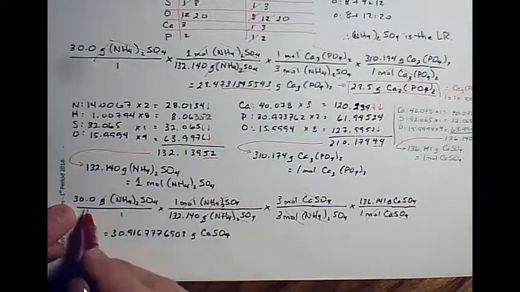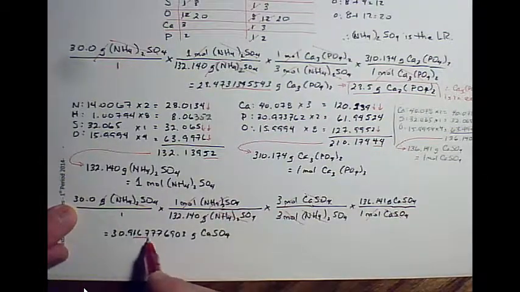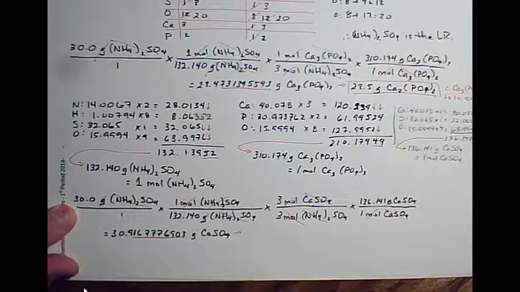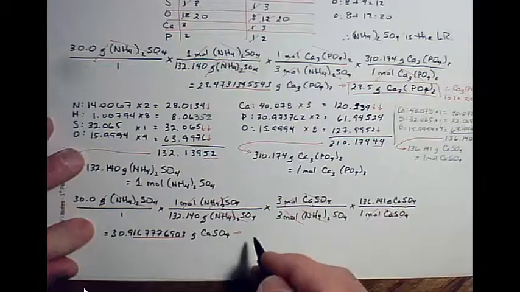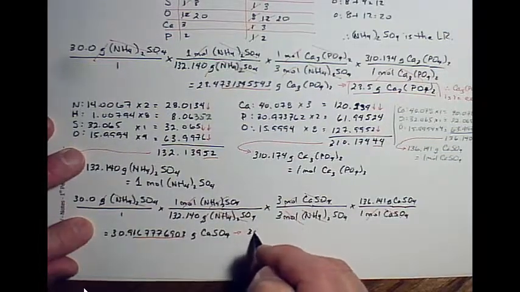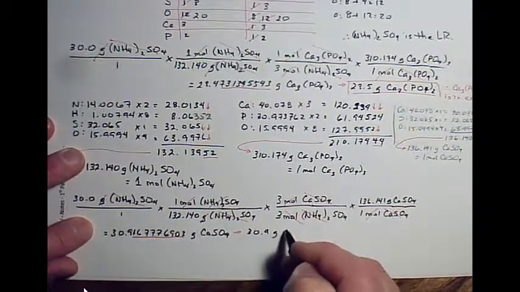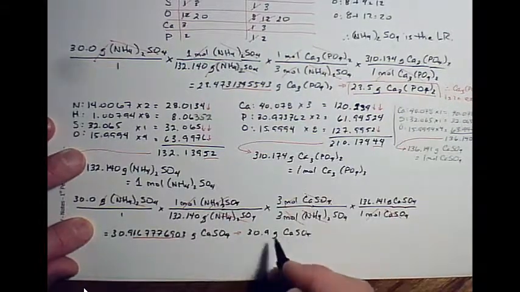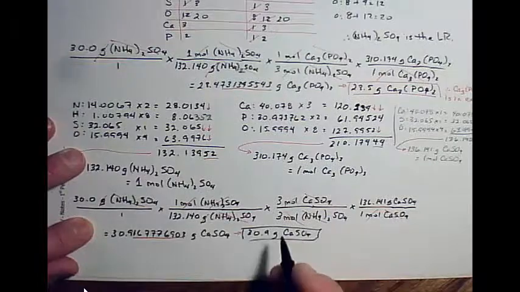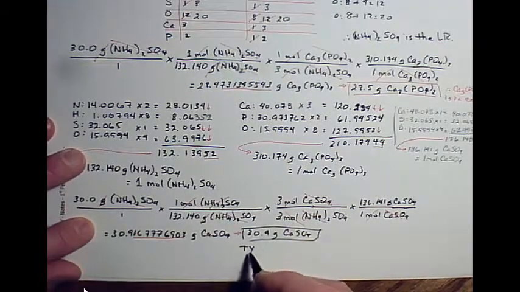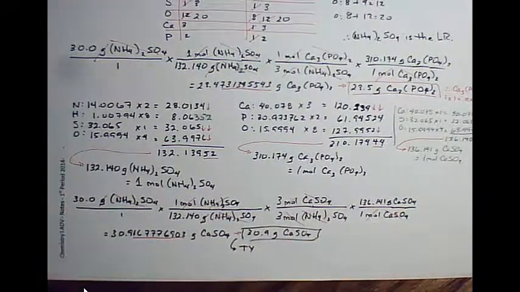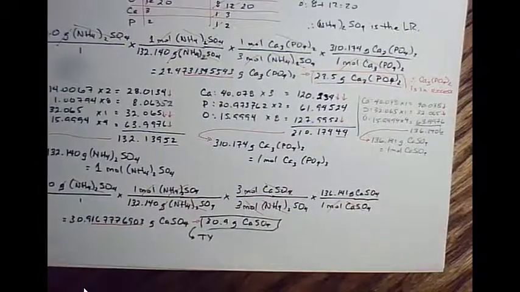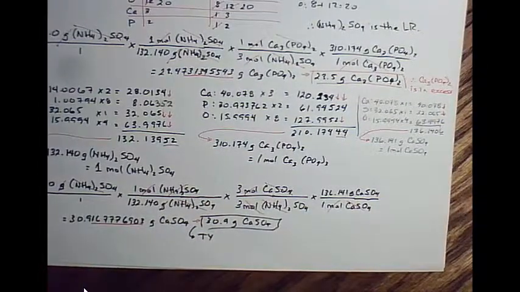Again, we want to round off to the least digits. There's 3 here. I want 3 here. And I get 30.9 grams of calcium sulfate. Okay, that's our theoretical yield. Okay? That's the theoretical yield.